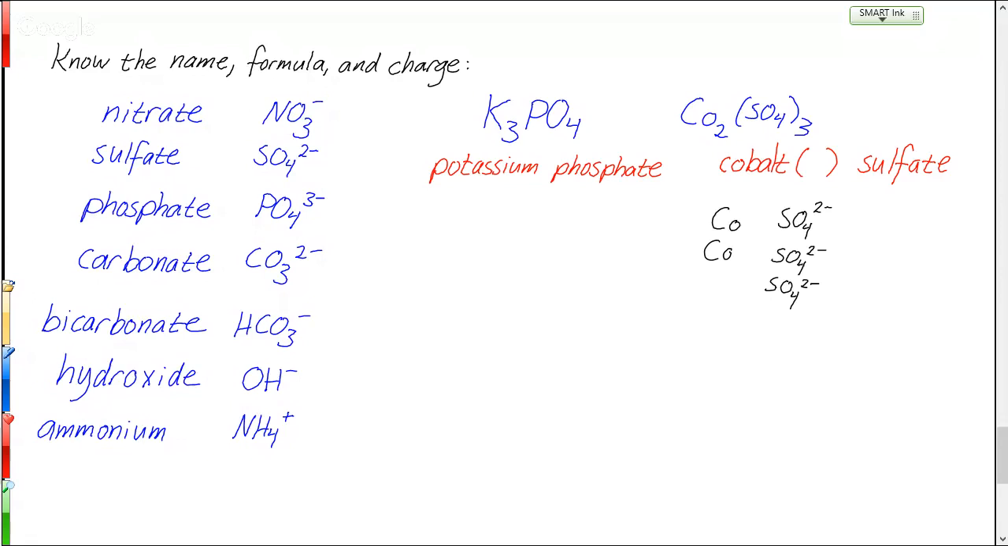What does each cobalt have to be charged to balance out the 2- sulfates? Yeah, so we need 6 plus total, which means each cobalt has to be +3, because we have -6 overall. So each cobalt is +3. Now we have +6, -6. It's a balanced formula. So that +3 goes right in here. So this is what we would call cobalt 3 sulfate.